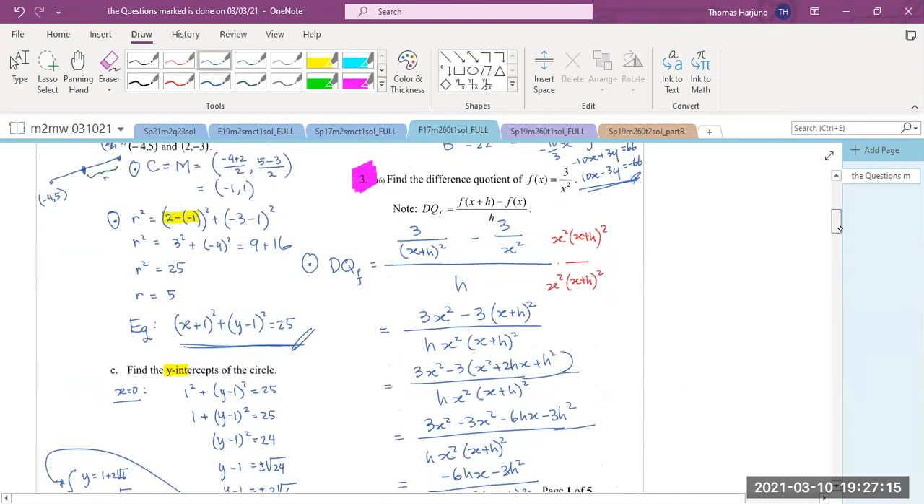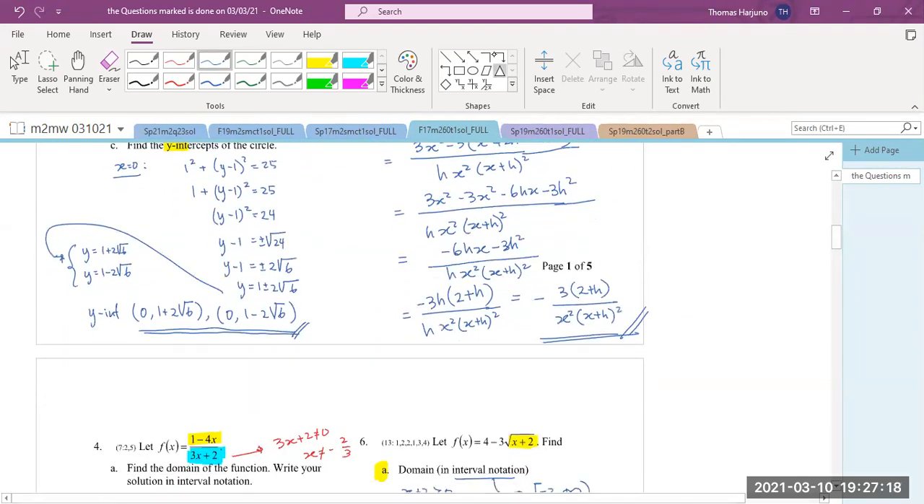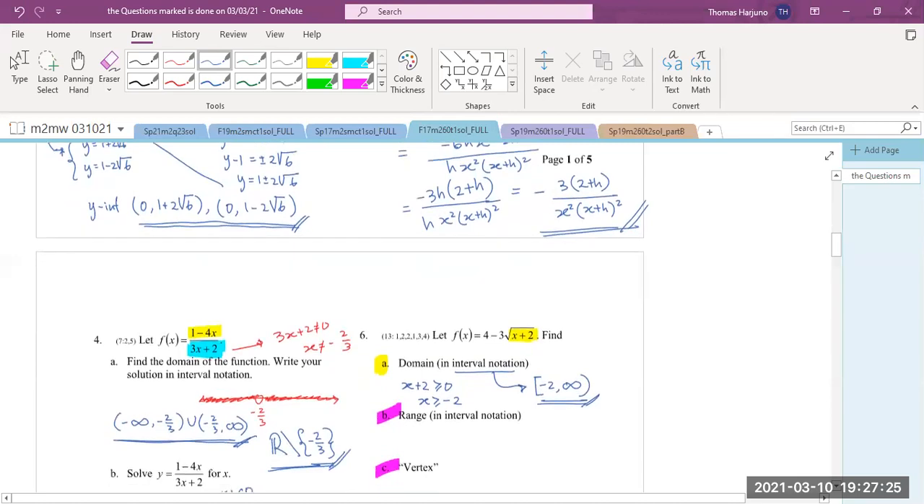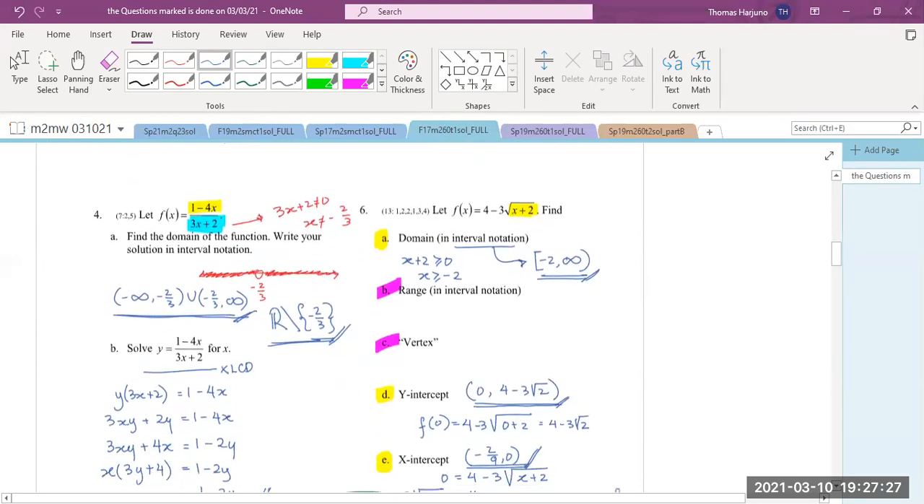Okay, now that's for number three from this test. Am I recording this? Yes, I'm recording this. Number four, we'll find the domain and solve for that. We did that before.